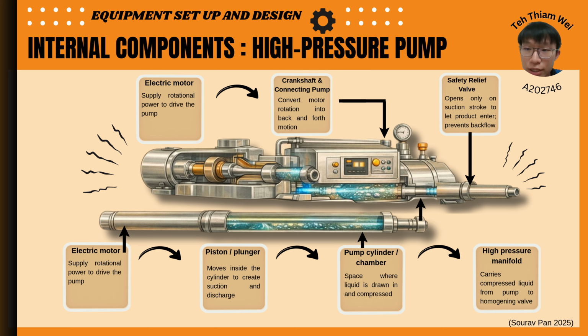At the same time, the crankshaft and connecting rod convert motor rotation into back and forth motion. The pump cylinder provides space where the liquid is drawn in and compressed. The high-pressure manifold will carry compressed liquid into the homogenizing valve. A check valve is equipped to prevent backflow of liquid. It opens only on the suction stroke to let product enter.